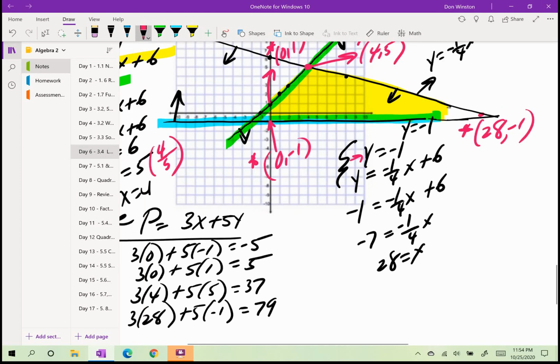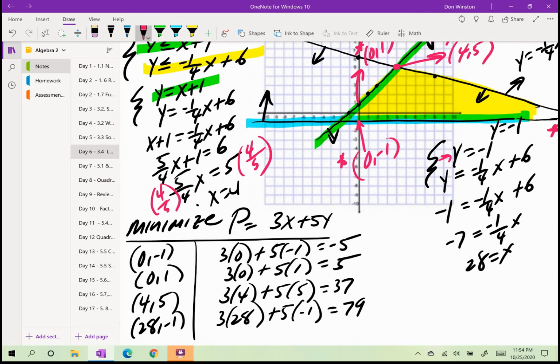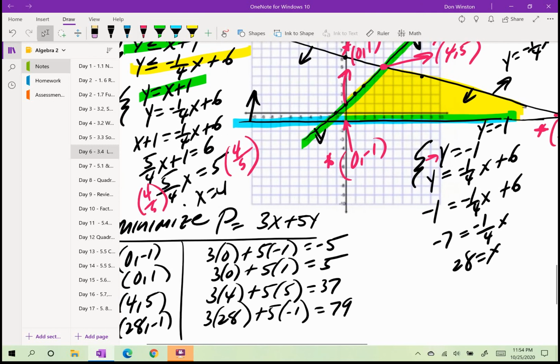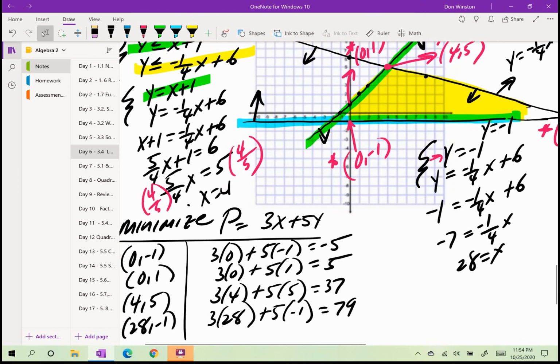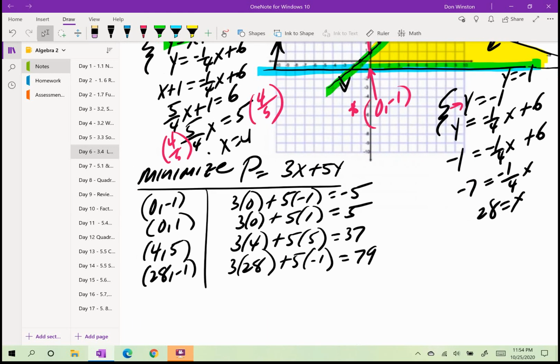So I found all of my corner points: (28, -1), (0, -1), (0, 1), and (4, 5). And we want to minimize this. So when I substitute those corner points into my objective function, the smallest value I get is -5. Right there. So (0, -1) will give me the minimum value.